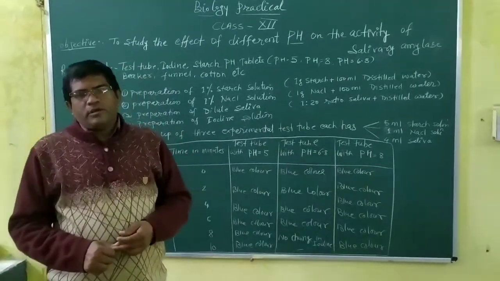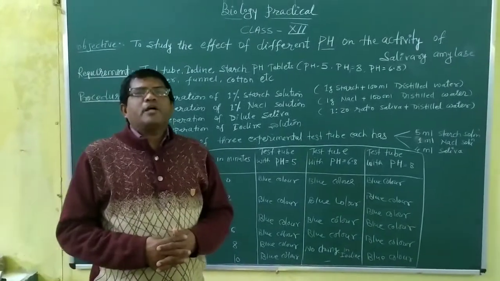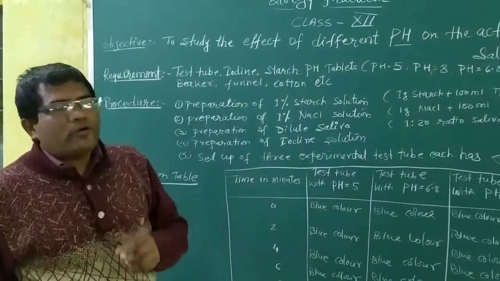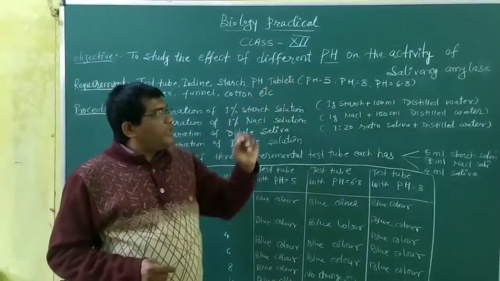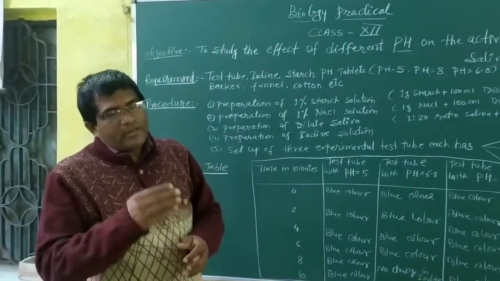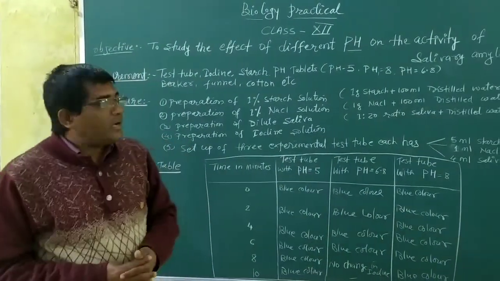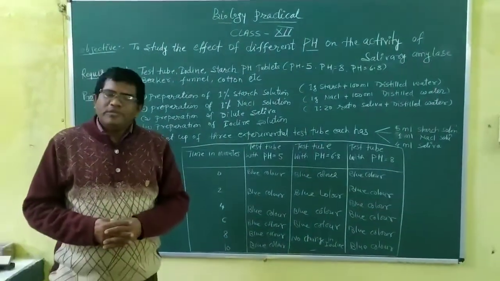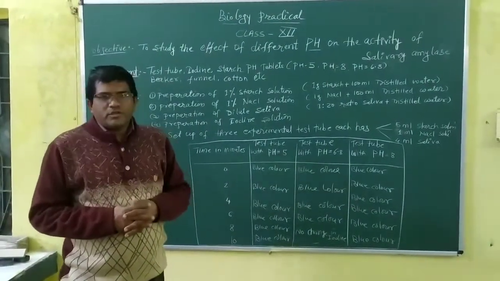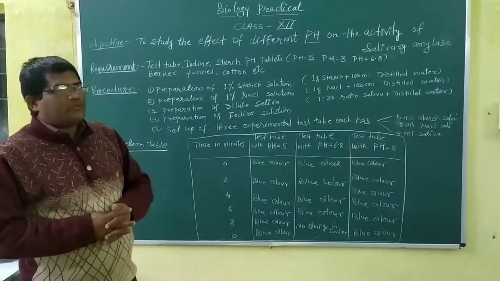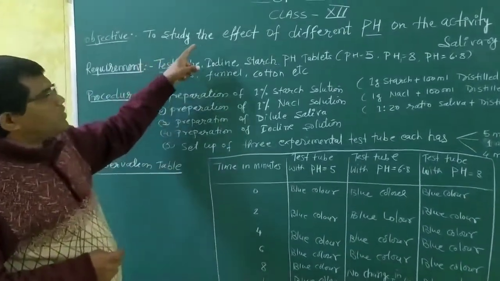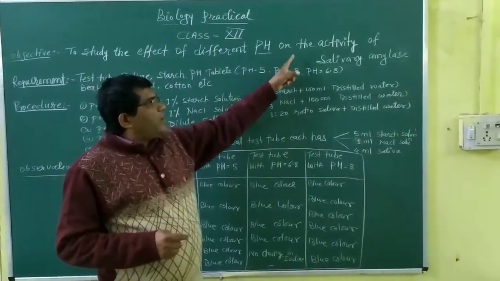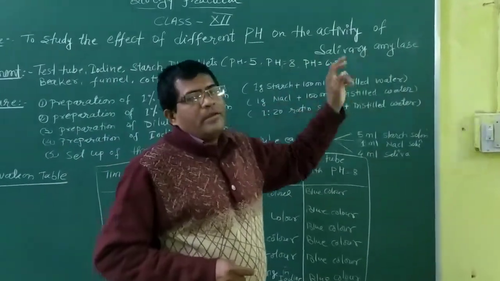Good morning, children. Today we are discussing another experiment of class 12th biology, and this experiment is to study the effect of different pH on the activity of salivary amylase. In the previous video we discussed the study of the effect of temperature on the activity of salivary amylase. So today we have to perform this experiment, which is to study the effect of different pH on the activity of salivary amylase.